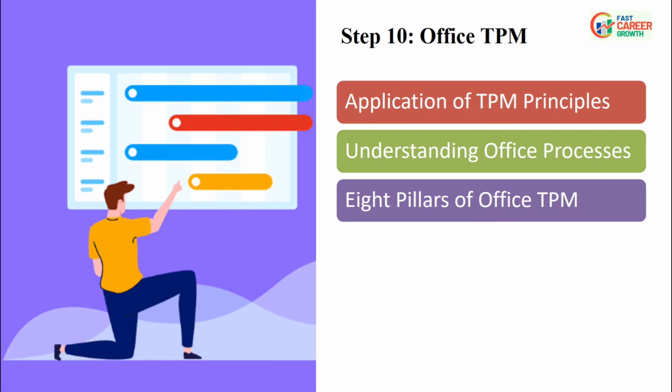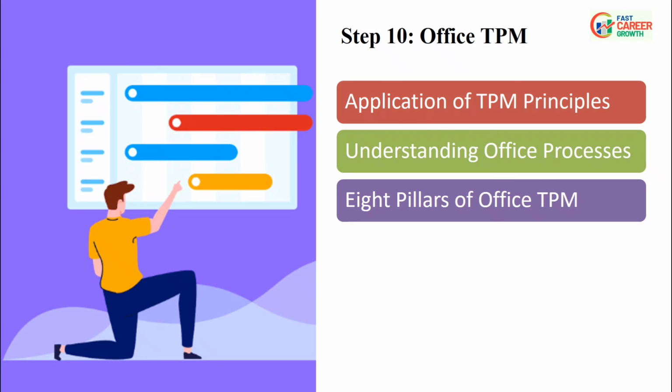Early equipment management, ensuring efficient introduction and management of new office equipment or software. Education and training, developing the skills and knowledge of office staff. Administrative TPM, applying TPM principles to office processes and functions. Safety, health, and environment, ensuring a safe and healthy work environment for office employees.